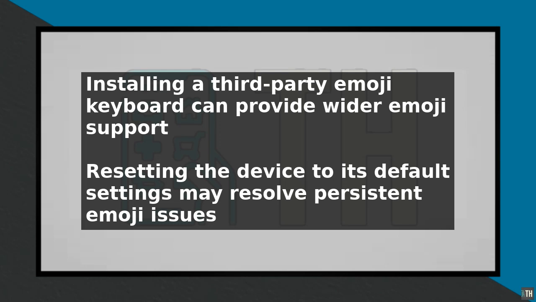In conclusion, fixing missing emojis on Android is a relatively simple process that can be done by checking your device's operating system version, restarting your device, clearing the cache of the affected app, installing a third-party emoji keyboard, or resetting your device to its default settings. By following these steps, you should be able to resolve the issue and enjoy using emojis on your Android device.